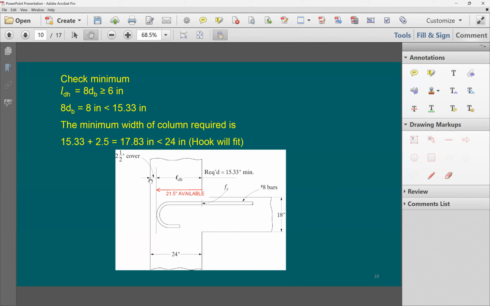What I need here is only 15.33, which means good. I will provide 21.5. It is true that all I need is only 15.33, but this is fine because I don't want to come here on my drawings in the detail and show this to be exactly 16 inch. I would just simply ask him to extend the bar all the way to the end of the beam. So I should be fine. That is a good option, better than having a piece that sticks out because of the development length of the rebar. Any questions?